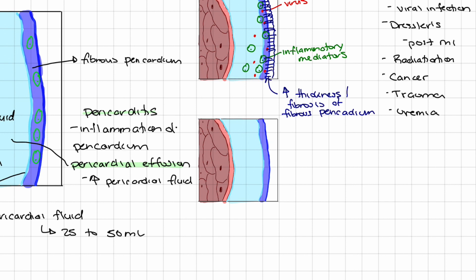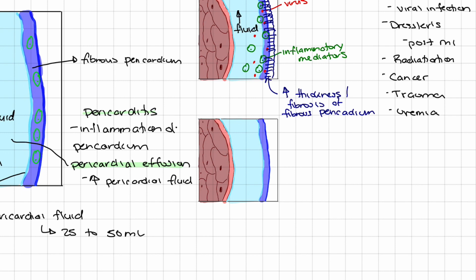The other problem is we can start to see an increase in fluid production. So we can start to see an increase in fluid within the pericardial sac. So as a result of these inflammatory mediators, we start to see some damage to the pericardial sac, which leads to fibrosis. We see an increase in vascular permeability and vasodilation, which can lead to swelling and edema, and we see an increase in fluid production. So our fibrous pericardium gets thicker, our pericardial sac becomes filled with more fluid, and we can start to recognize that these are going to restrict the ability of the heart to contract as much.